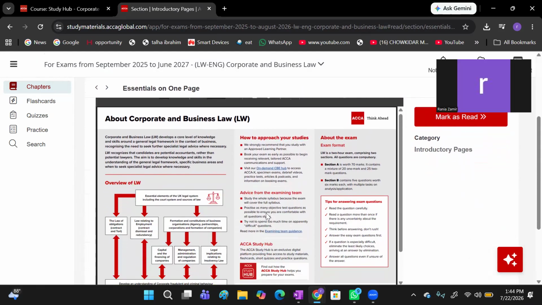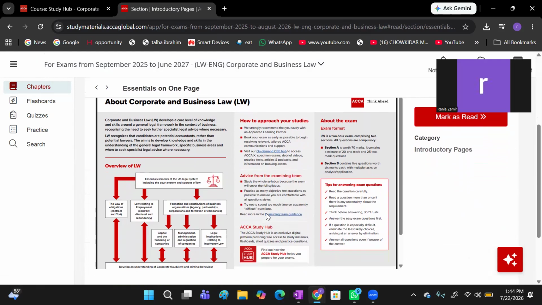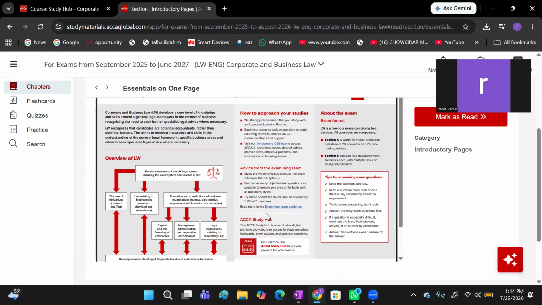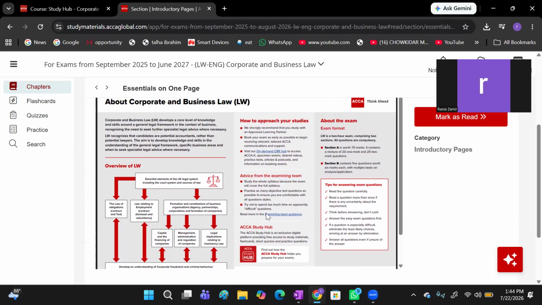So these are a few documents that you should go through. They are provided on the website for your guidance. They tell you how you're supposed to approach your studies, how you're going to book your exam, and how you can access the study hub. They also talk about the exam format, right? So just go through these documents once.